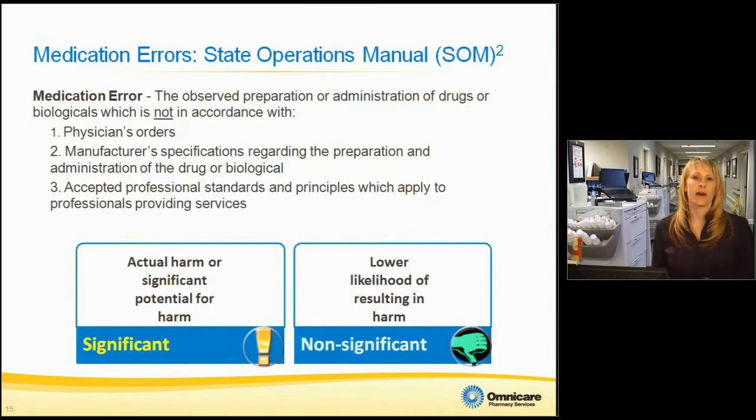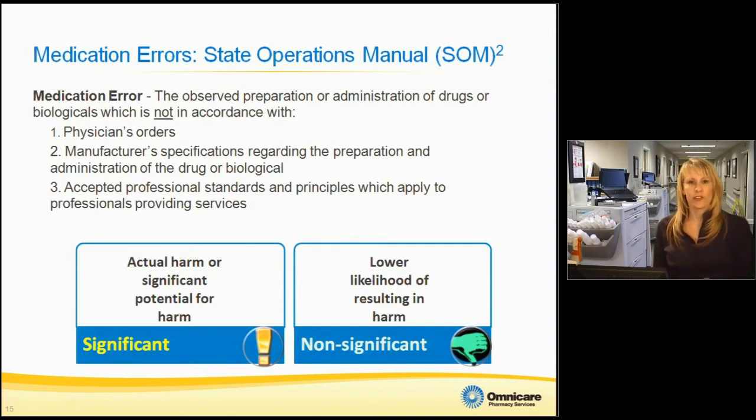Medication errors as defined by the State Operations Manual are basically the observed preparation or administration of drugs that's not in accordance with how a physician ordered it, how the manufacturer wants you to give it, or accepted professional standards and principles. So you've got to act like a professional here. They classify them as significant, which means actual harm, or significant potential for harm, or non-significant, lower likelihood of causing harm, but still thumbs down. You don't want either one of these, all right?